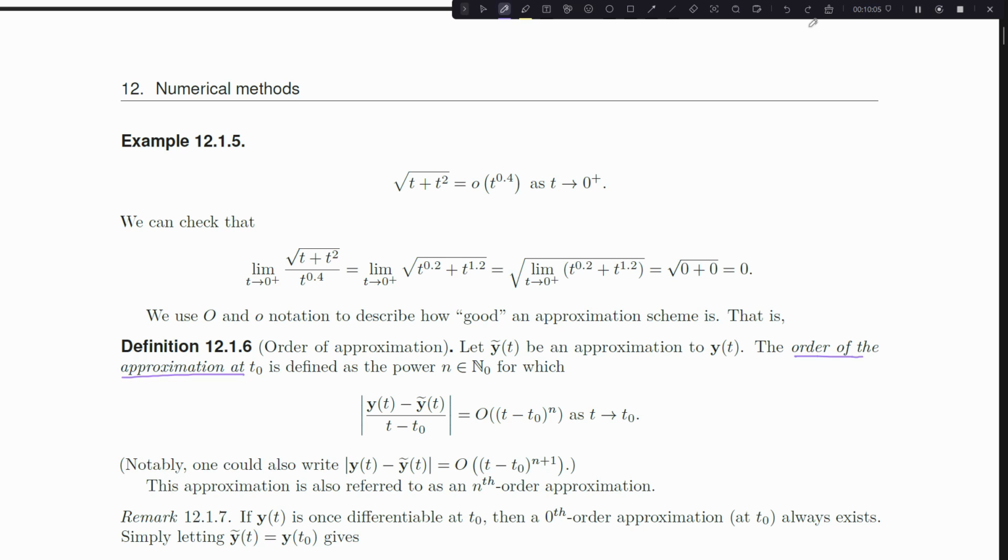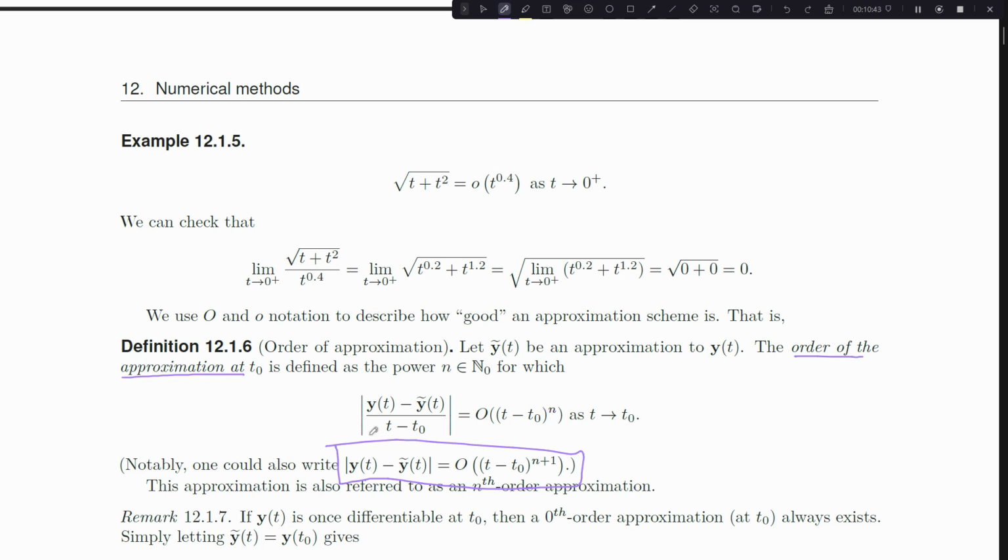Then we call the order of the approximation at some point, maybe where it starts, the power n for which, if I take the ratio of my approximate to the original function divided by t minus t naught, that should look kind of like a difference quotient, even though it's not. We shouldn't think about it as a difference quotient. But if that ratio is order t minus t naught to the nth power, that's the order of an approximation. And of course, you could definitely write this as the following instead. I don't really like the above notation where we're dividing by t minus t naught, but it makes more sense with saying it's order n if the right-hand side is just a power of n.